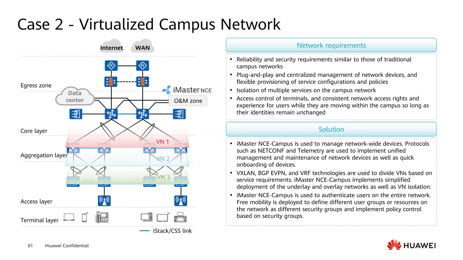We use the VXLAN, BGP, EVPN, and VIF technologies to divide VNs based on service requirements. Of course, these configurations don't need to be done by the network engineers. The MFNC-campus controller will automatically deploy those configurations. We just need to give the MFNC the plan of the network and also some key parameters to the campus. Then the configuration things will be done by the controller.